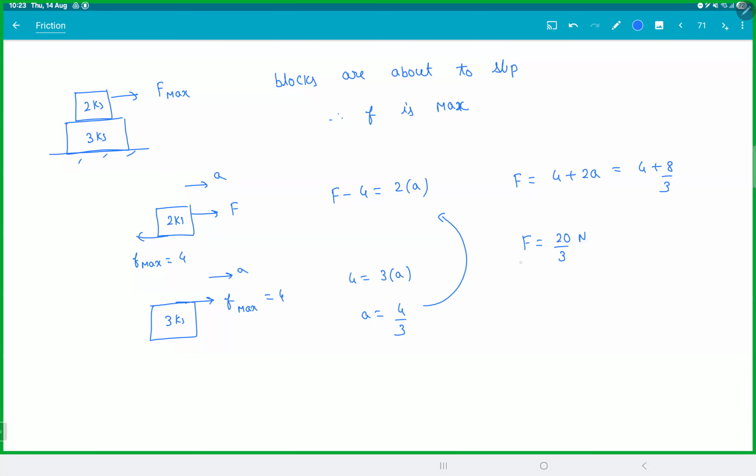This is the maximum, everyone. Anything more than this, they will slip. 6.66 something. Right, Siddesh? Clear with this? Any doubts on this?